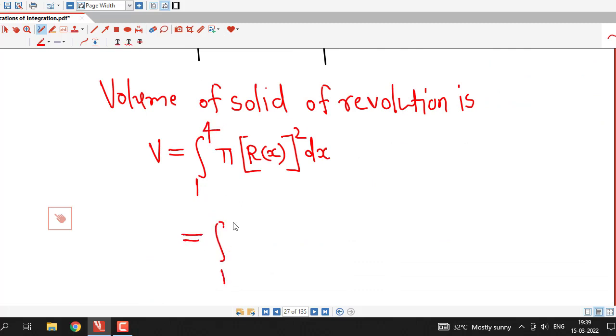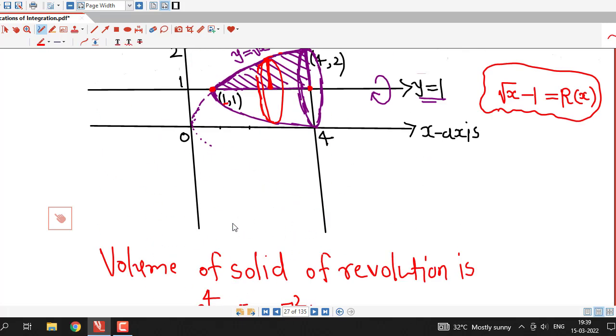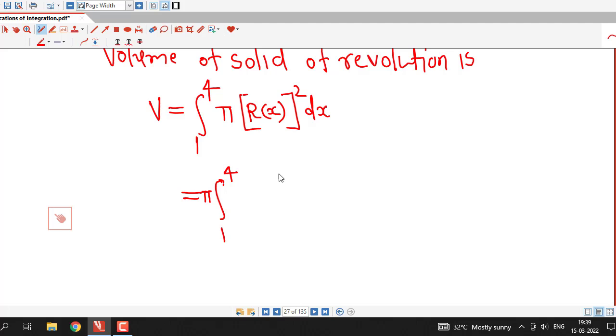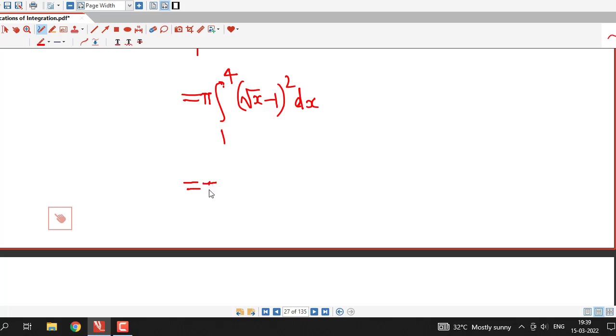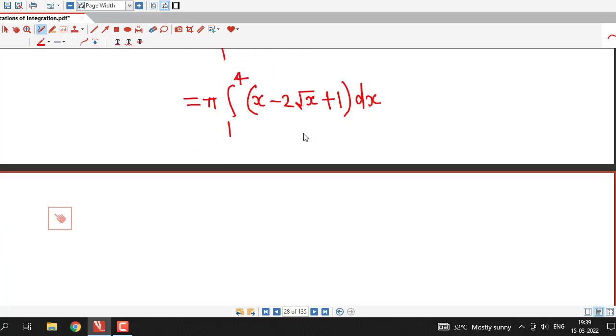Now this is a simple problem of integration. We can take pi outside the integral, it is independent of x. R(x) is square root of x minus 1, whole squared. The integral is with respect to x. So to integrate we have to expand this, integral from 1 to 4 of x minus 2 times square root of x plus 1. Okay, we are using the formula of the square of a minus b: a squared minus 2ab plus b squared.